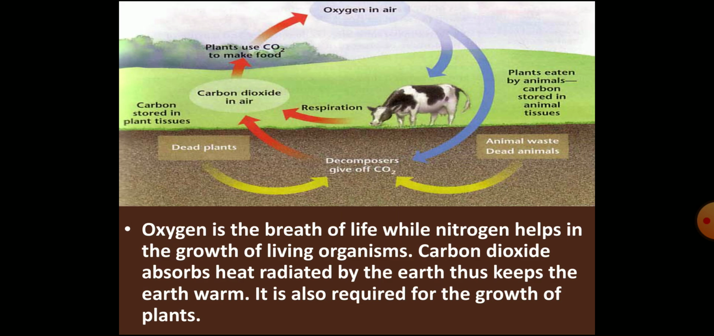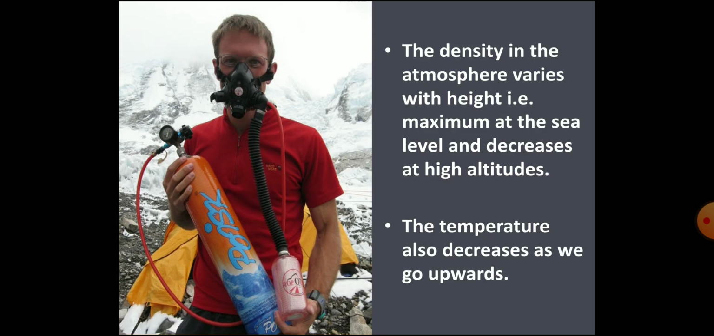Even carbon dioxide, which is present in minute amount in the atmosphere, is important because it traps the heat of the sun and prevents it from going back into space. In this way, it acts like a blanket for the earth and keeps the planet warm. This warmth is vital for the growth of plants and for the survival of life.